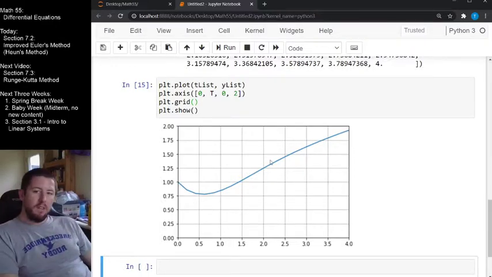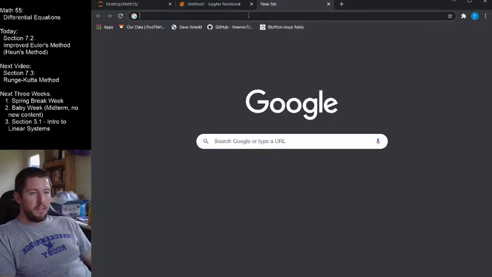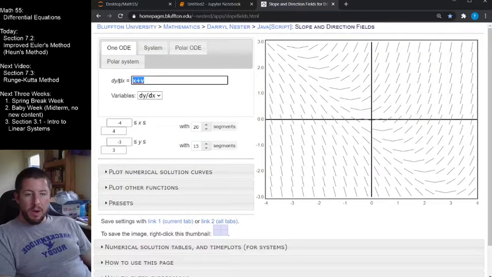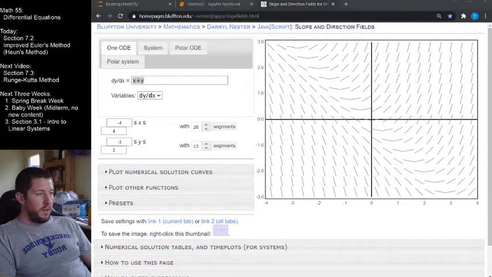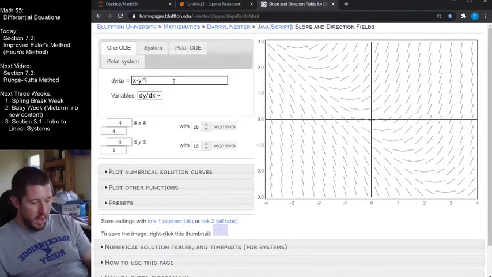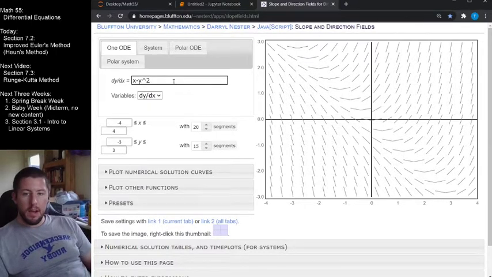Let's go ahead and compare this curve to the one that we see out here at Bluffton. So I'm going to get a new one here, go to Bluffton slope fields. And when I throw in our equation, what was our equation? We were doing t minus y squared. So that's x minus y squared according to Bluffton right here.